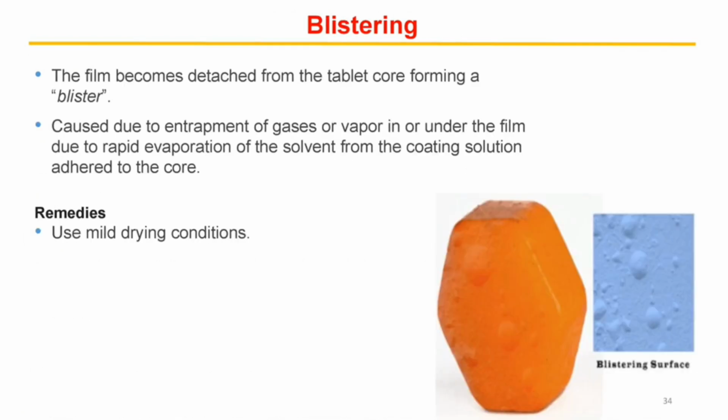Blistering. The film becomes detached from the tablet core, forming a blister. This is caused by entrapment of gases or vapor in or under the film due to rapid evaporation of the solvent from the coating solution adhered to the core. Remedies: use mild drying conditions.